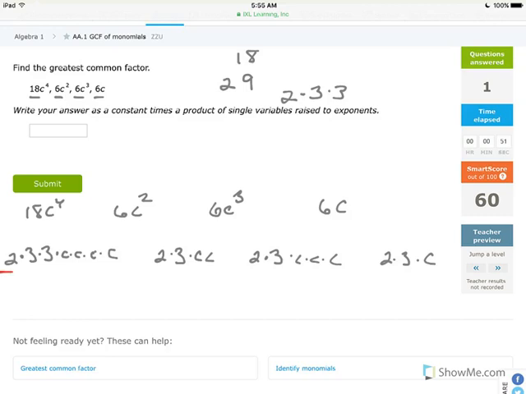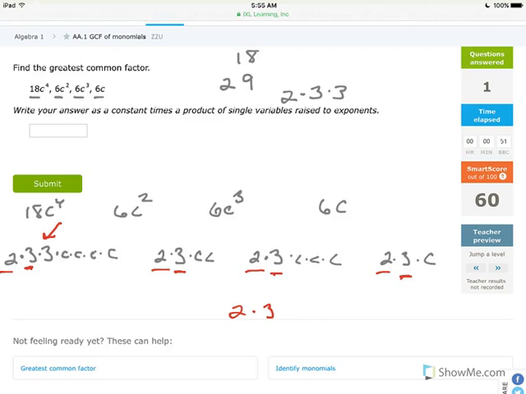Looks like they have a 2 that's common. What about the number 3? So we have a 3, a 3, a 3, and a 3. So all 4 of them have a 3. We do have another 3 here from the 18, but there are no more 3's in the other 3 monomials. So just a 2 and a 3 they have in common for the numbers.